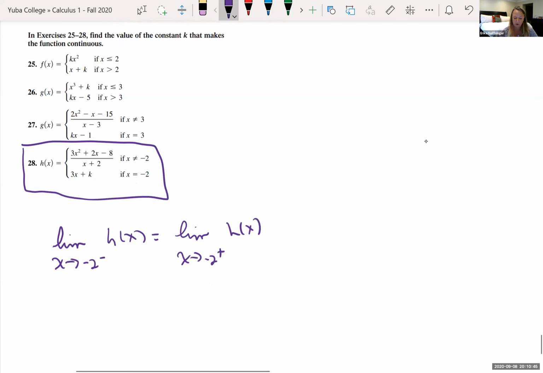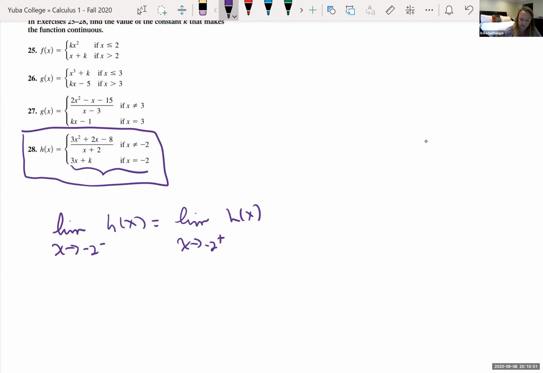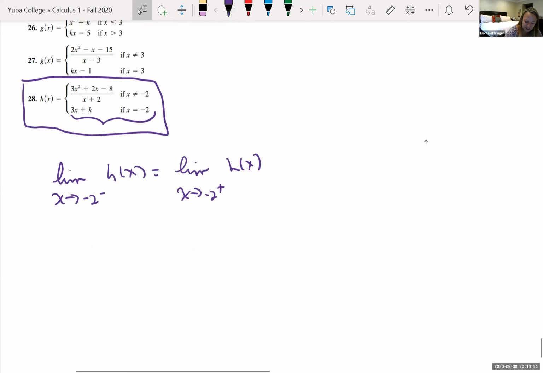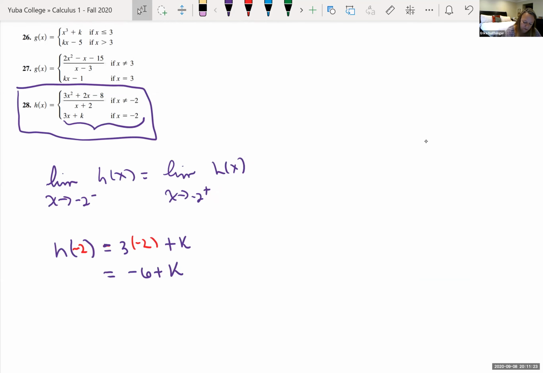So let's see what's happening when x is equal to -2 here. So h of -2, we're going to go into the second equation and plug in -2 wherever we see an x. So here we have 3 times -2 plus k. So this is equal to 3 times -2 is -6 plus k. Okay, we're going to come back to this in a minute.